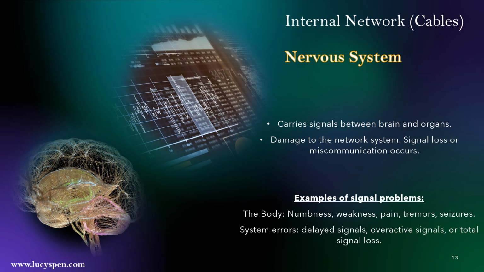It's your cables. It carries signals between your brain and organs. When there's damage to the network system, your signal may be lost and miscommunication can happen. Examples of signal problems are numbness, weakness, pain, tremors, and seizures. The system error codes mean you'll have delayed signals, overactive signals, or a total signal loss.